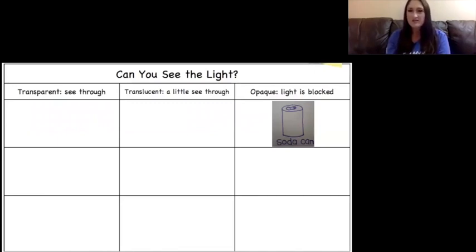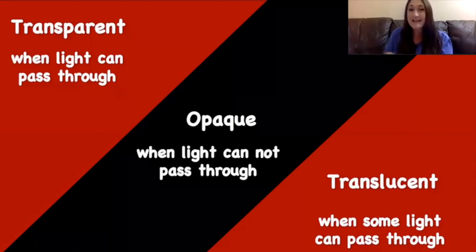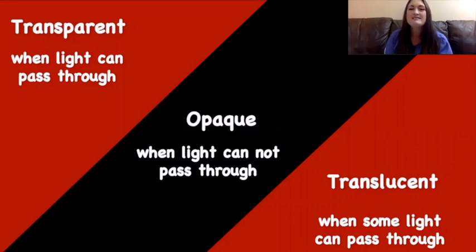Now, your task is to try out your different objects and find where they fit on our chart. Test out that jar. Hold up your flashlight and see, does the light pass through or not? Or does it let a little bit of the light through? So, test out your objects. Remember, if it's transparent, that means light can pass through it. If it's opaque, that means light cannot pass through at all, just like our soda can. If it's translucent, remember that's when some light can pass through it, but not all of it.